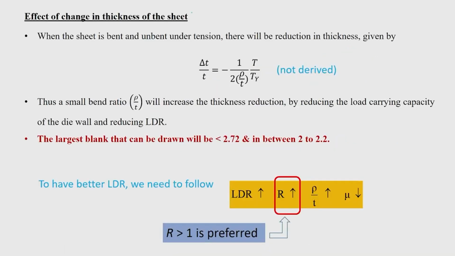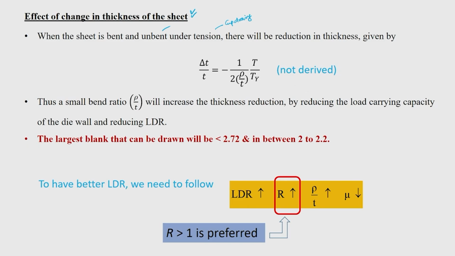So if you want to study the change in thickness of the sheet, that is also possible. This is just a brief note here. When the sheet is bent and unbent under tension, which is what is happening in cup drawing, right. In bending we have seen two cases, one is only moment and the other is moment with stretching. But in this case there is no other choice, it is only under tension because the sheet is gripped.